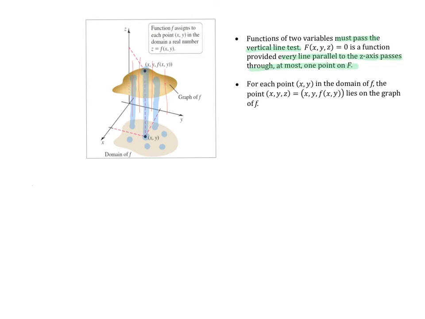What that means is that each point x and y in our domain will lie on the graph of f. So every point in the domain has a corresponding z value.